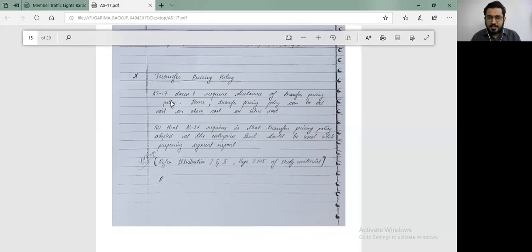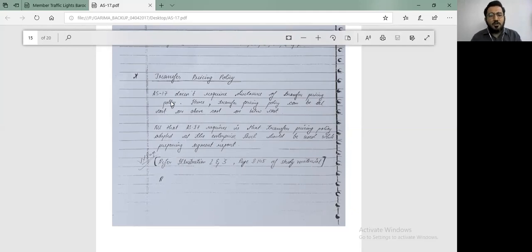Please underline this. AS-17 does not require any disclosure of the transfer pricing policy. Hence, transfer pricing policy can be either at cost, above cost or below cost. Very important. आपकी ट्रांसफर प्राइसिंग पॉलिसी कुछ भी हो सकती है, एट कॉस्ट, अबव कॉस्ट, बिलो कॉस्ट. और AS-17 कभी ऐसा नहीं कहता कि आप ट्रांसफर प्राइसिंग पॉलिसी को डिस्क्लोज करो.